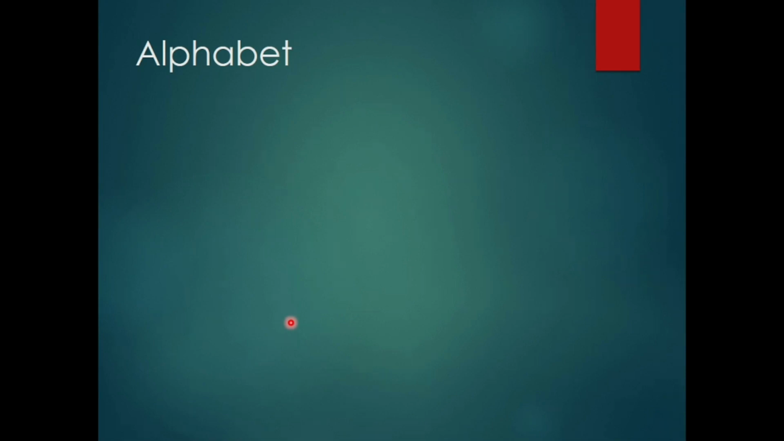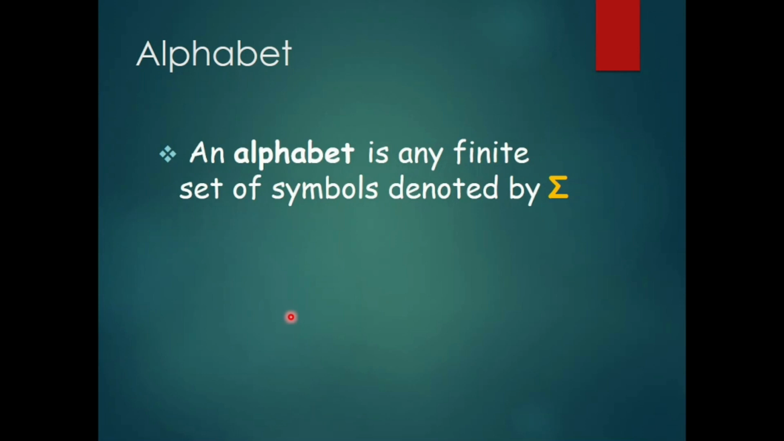Alphabet. We'll start with an alphabet. First, let me define alphabet. An alphabet is a finite set of symbols denoted by sigma. So it is a set. It is basically a set which consists of symbols. An example would be a simple alphabet set sigma, which is defined as a set containing four symbols A, B, C, and D.